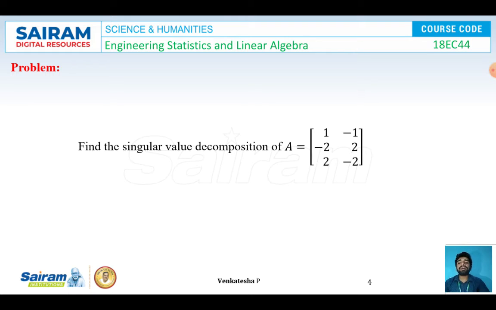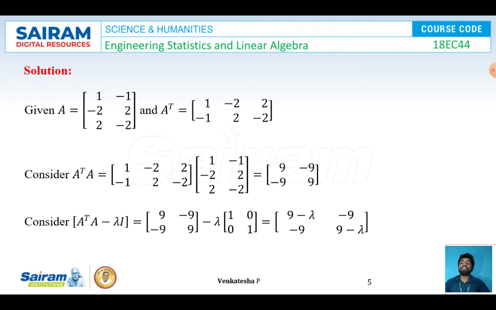Problem: find the singular value decomposition of A is equal to 1, minus 1, minus 2, 2, 2, minus 2. So take the given matrix A is equal to 1, minus 1, minus 2, 2, 2, minus 2. It is a 3 cross 2 matrix that has been given. Now I am going to find the A transpose matrix. A transpose is obtained by interchanging rows and columns. So I got A transpose is equal to 1, minus 2, 2, minus 1, 2, minus 2.